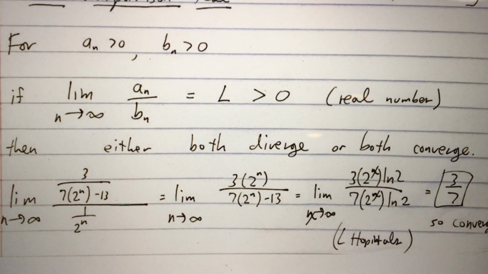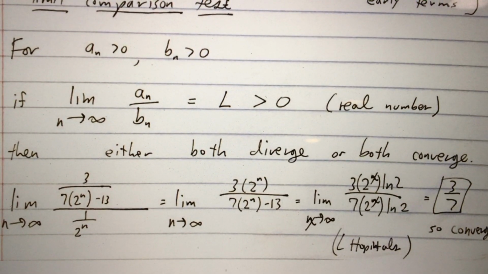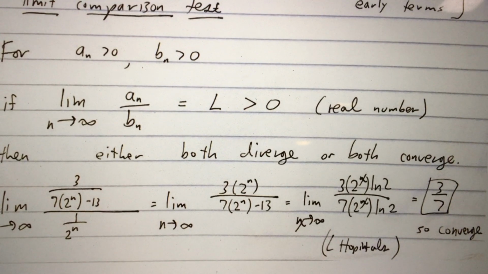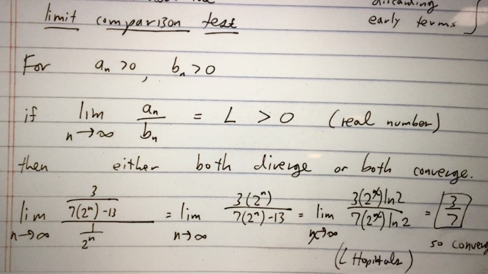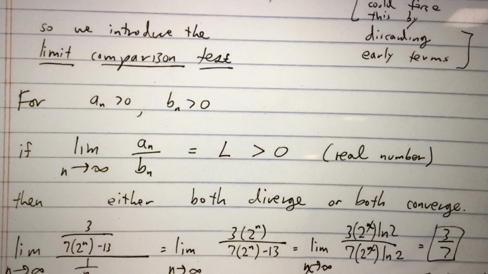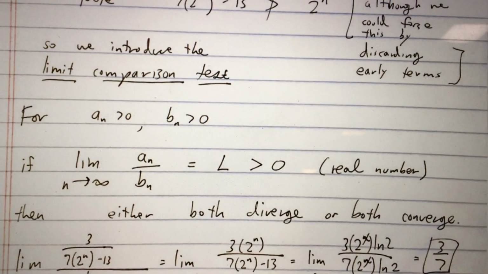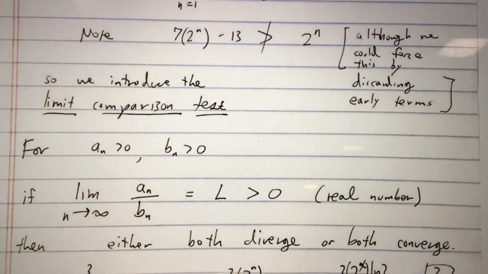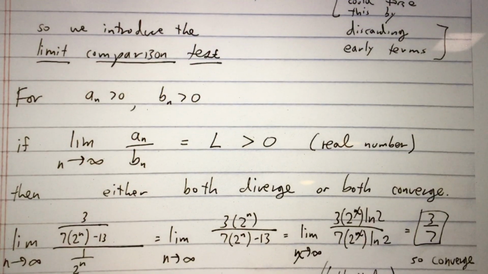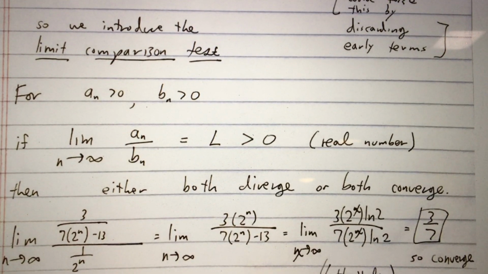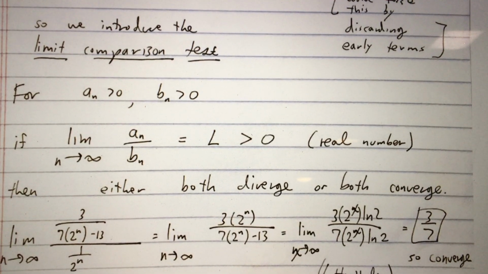That is a geometric series. It's one of the very first ones we looked at, the square that you can chop up into half plus a fourth plus an eighth. It converges by geometric series. So our unknown series, the one that we were looking at, 3 over 7 times 2 to the n minus 13. What was the original? Yeah, there it is. That one converges too, because they both do the same thing, since the limit of their ratio is a real number, not 0.